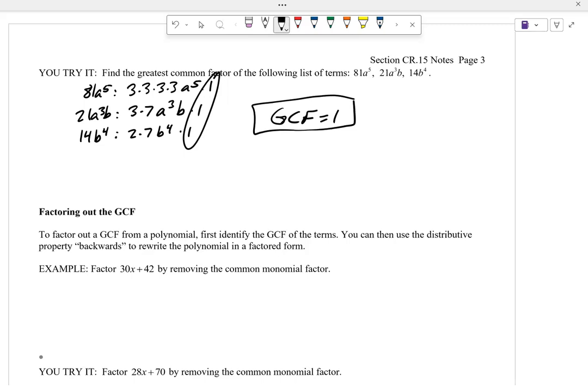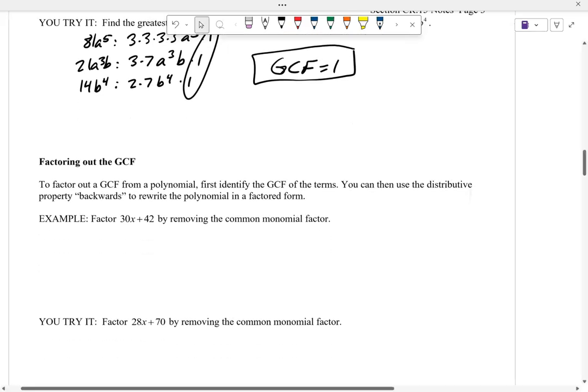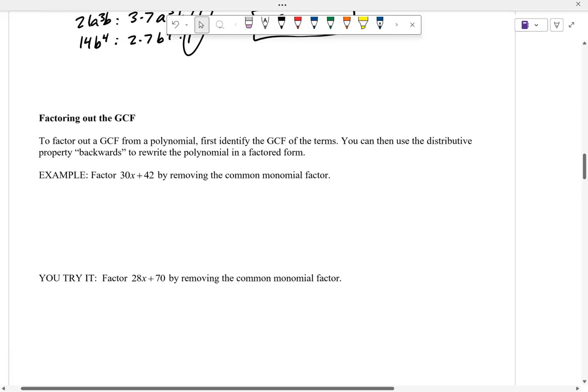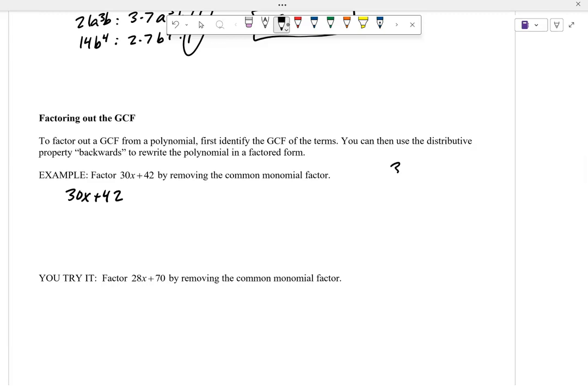All right, so if we're using this to factor, if we're factoring 30x plus 42, I'm thinking to myself, what's the GCF of 30x and 42? Well, 30x is 5 and 6, so 2, 3, and 5, and an x. 42, I got 6 and 7. So notice they both share a 2, they both share a 3, so our GCF is 2 times 3, 6.